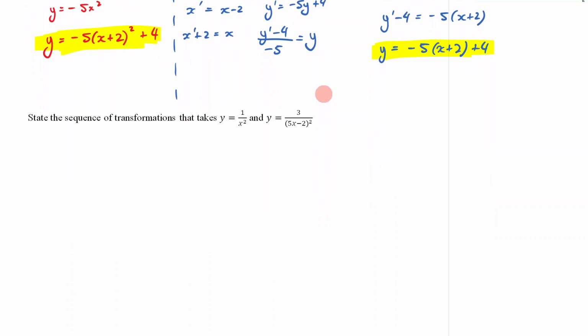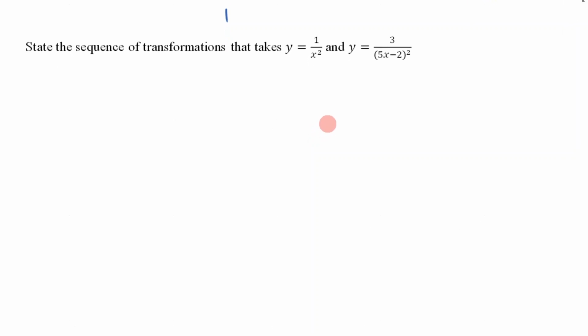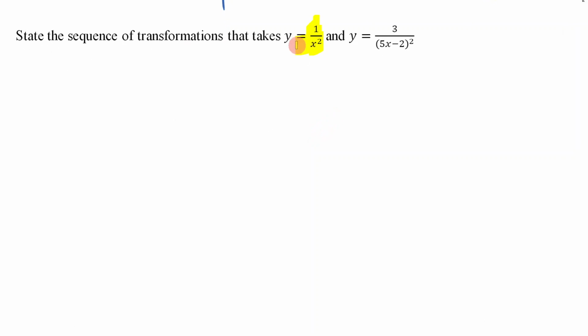All right, we'll launch into the next one here, and that is: state the sequence of transformations that takes this into this. Okay, so how can we approach this question? We're going from this to this.